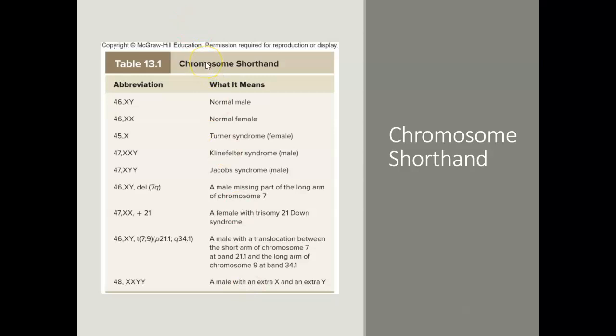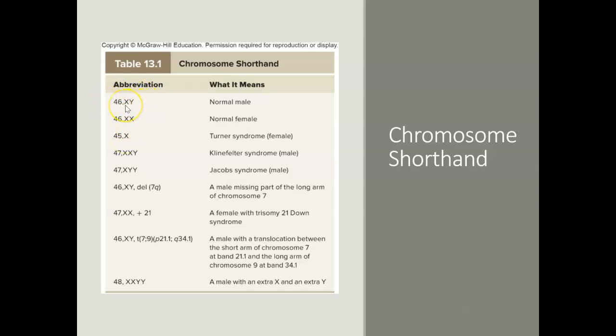Here's where I was coming to. In order to describe these conditions, we use something called chromosome shorthand. Chromosome shorthand is just a way to say how many chromosomes we have, and then what the sex chromosomes are of that individual, so that we can denote whether they are someone who would have a quote-unquote complete or normal set of chromosomes, and someone who is going to have an incomplete or abnormal set of chromosomes.